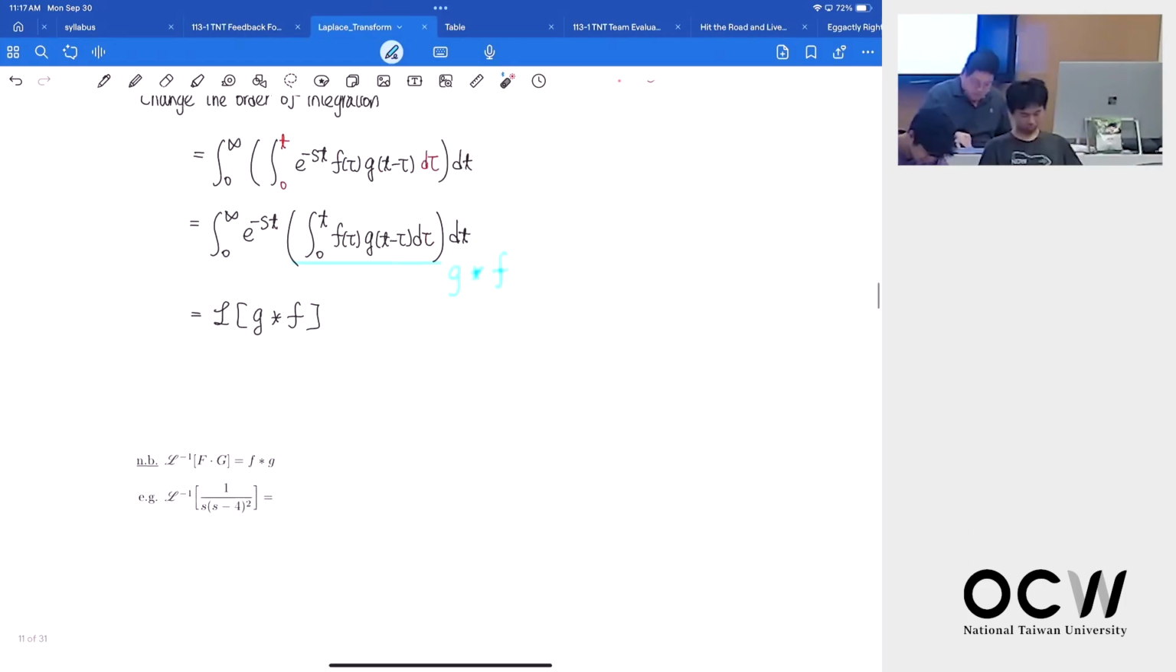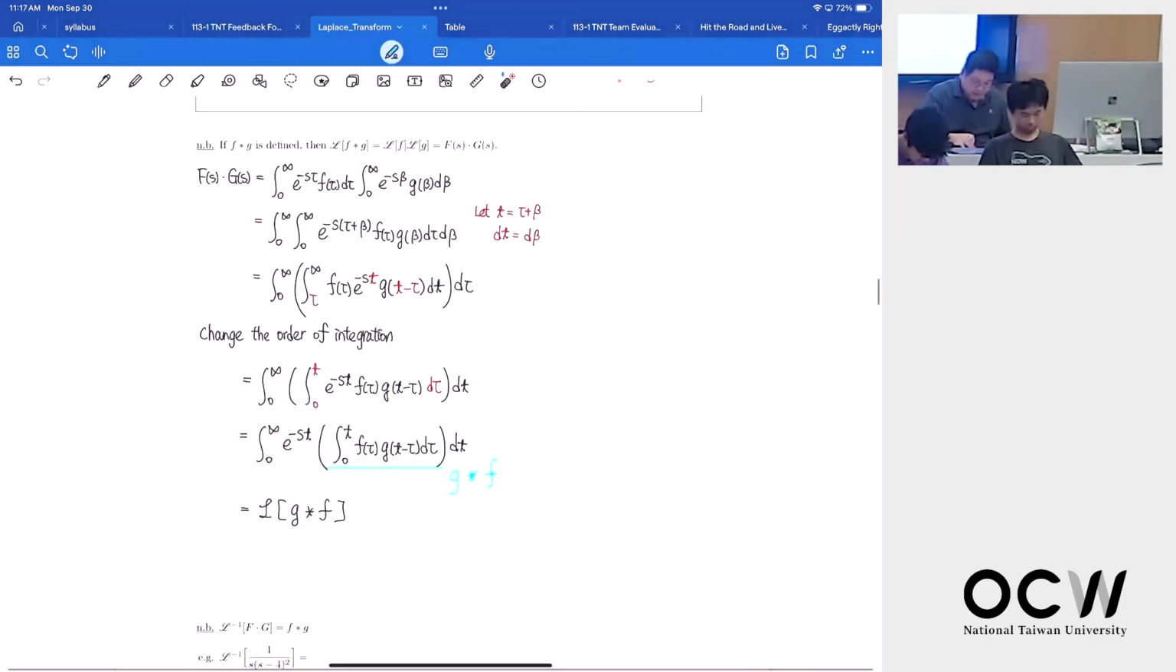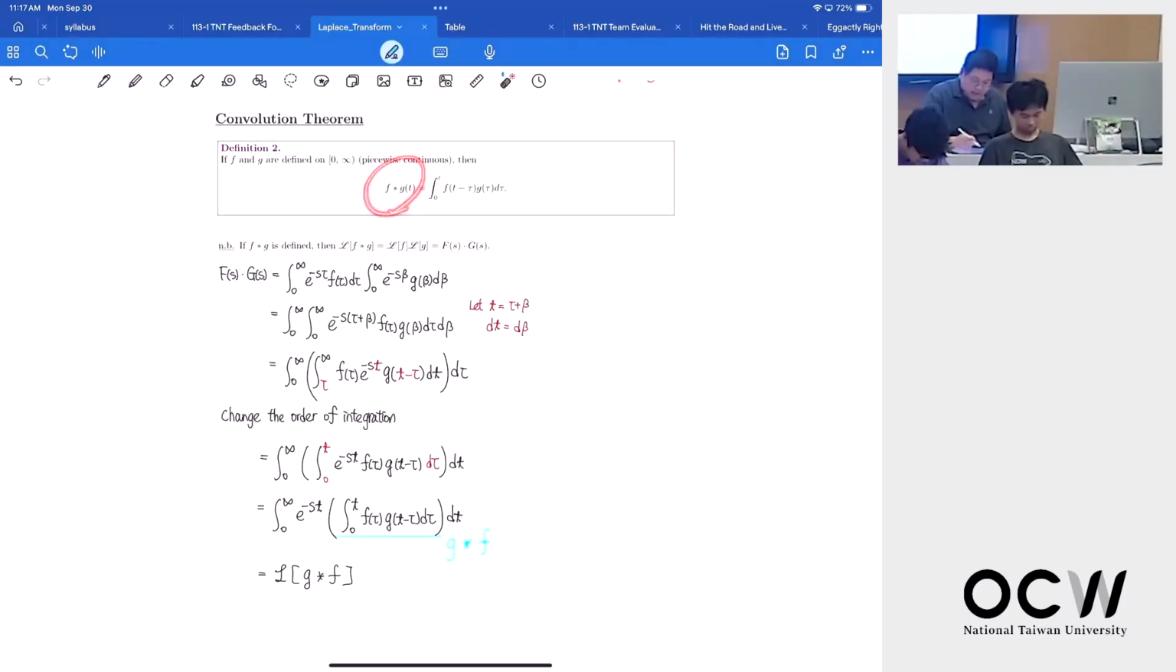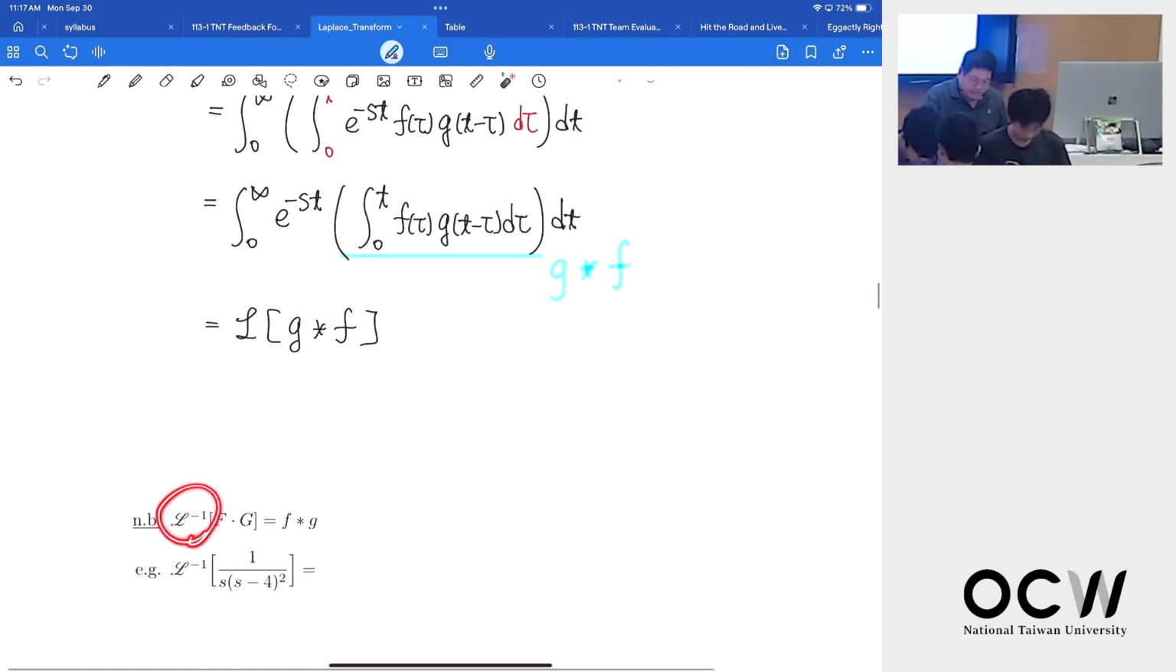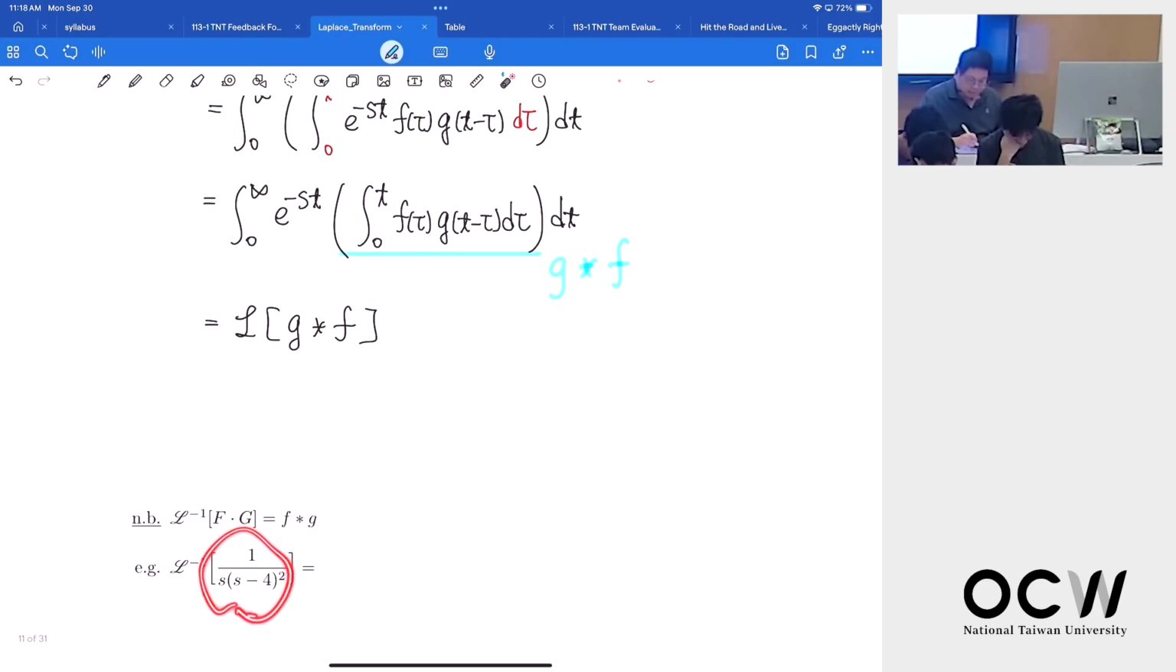So now you can see the Laplace transform of the convolution will be the multiplication. And if you take the inverse Laplace transform of the multiplication of two functions, then in the time domain there will be the convolution. And why do we need to learn this? Because here is an example.